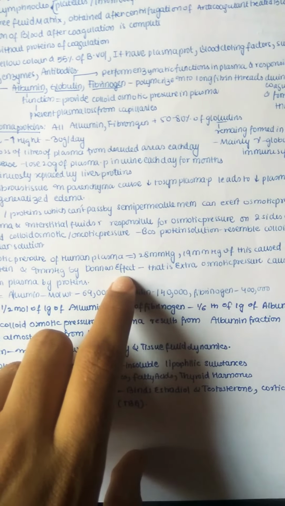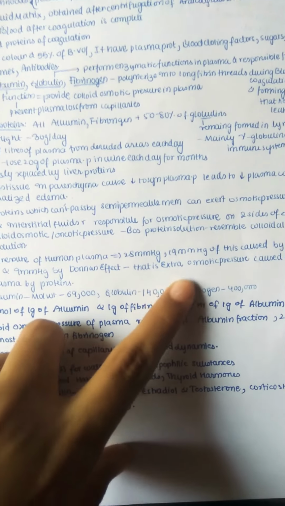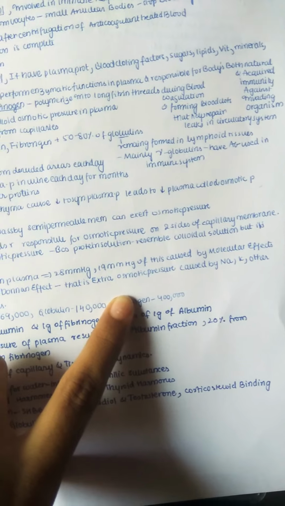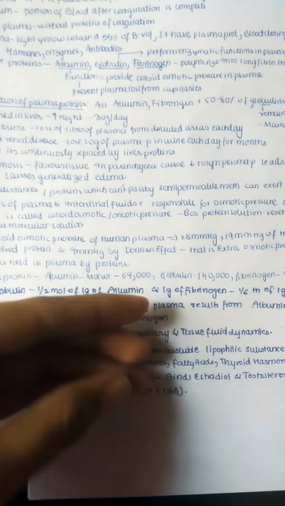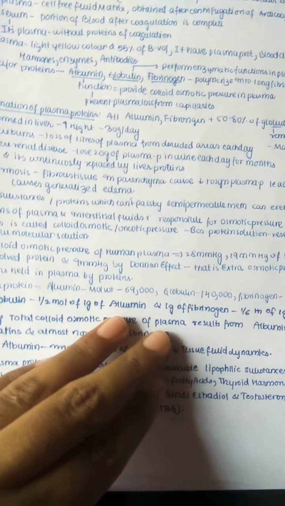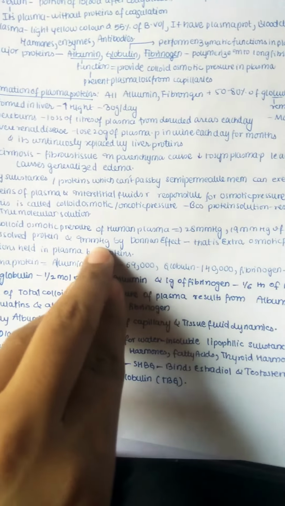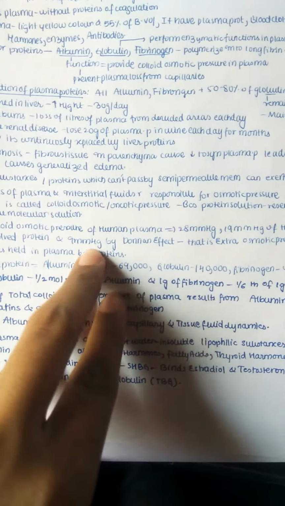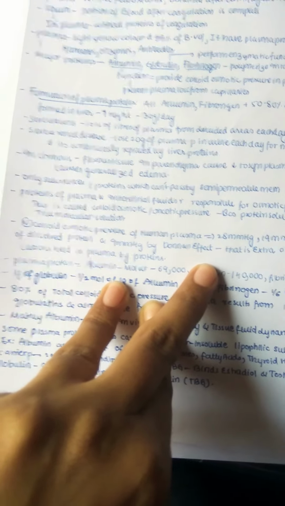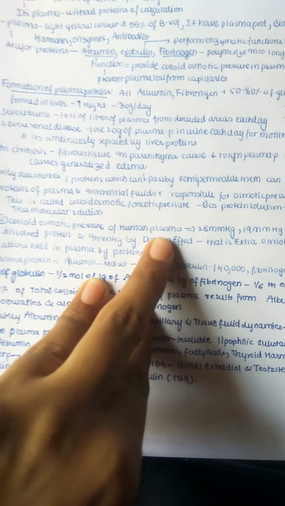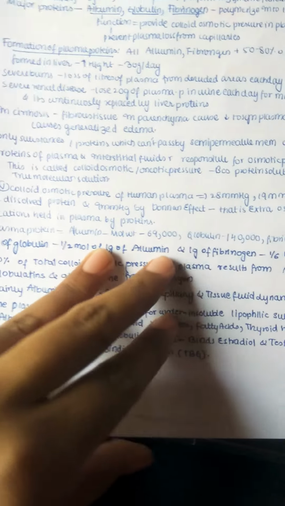So what is this Donnan effect? The Donnan effect is nothing but the extra osmotic pressure. It is caused by sodium, potassium, and other cations which are held in plasma by proteins. So because of plasma proteins, some of the sodium, potassium, and other cations are fixed there along with the plasma proteins. Because of that, 9 millimeters of mercury from the Donnan effect is produced. So 9 plus 19 together form 28. So remember that the normal colloid osmotic pressure of human plasma is always 28 millimeters of mercury.